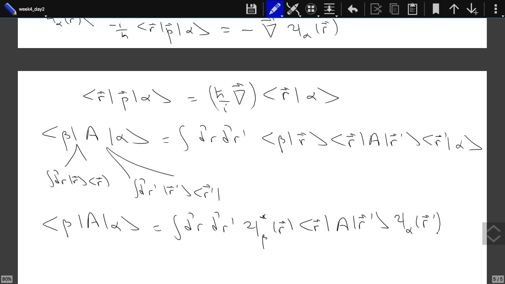Well, whenever I have a product, I can always insert 1. Now you see, if you have two operators, this is the same thing as A times 1 times B. Or you just put another one, another one, another one. You cannot add 1, but you can always multiply with 1 wherever you want. That's the definition of 1. It doesn't change anything if you multiply by it.